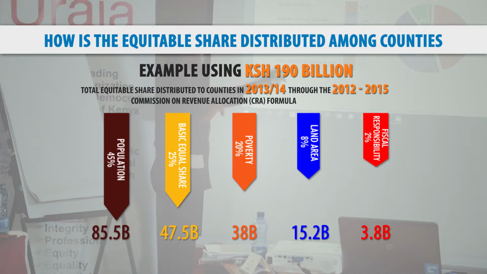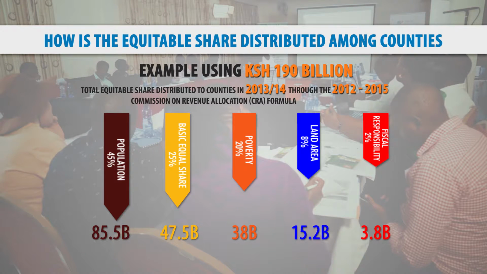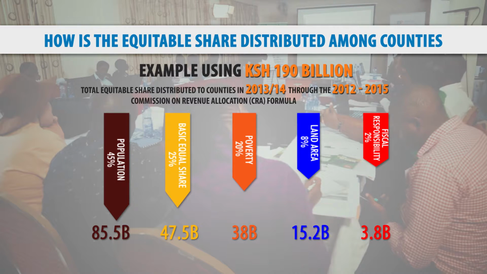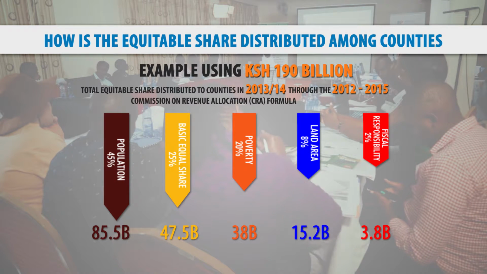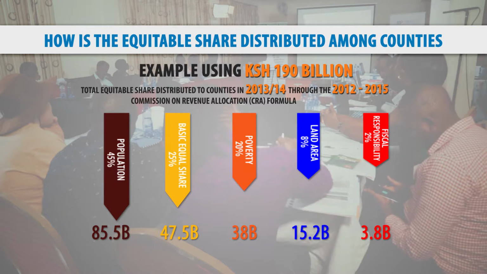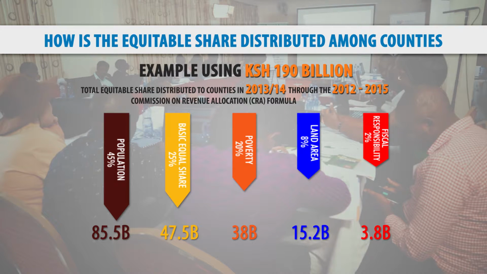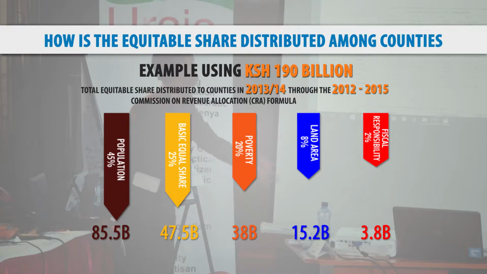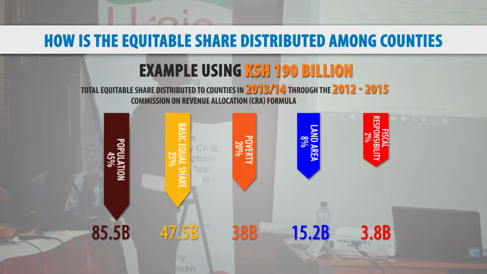And then there's fiscal responsibility. Over the past years, we have been dividing this equally because we didn't have counties before. It was difficult to do that comparison, and they hadn't really given a formula or what parameter to take into consideration. So basically we had a basic equal share of 27 as opposed to 25.